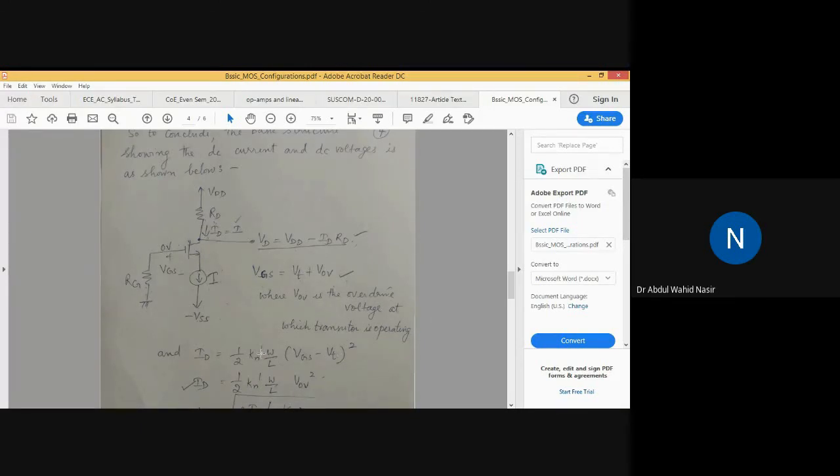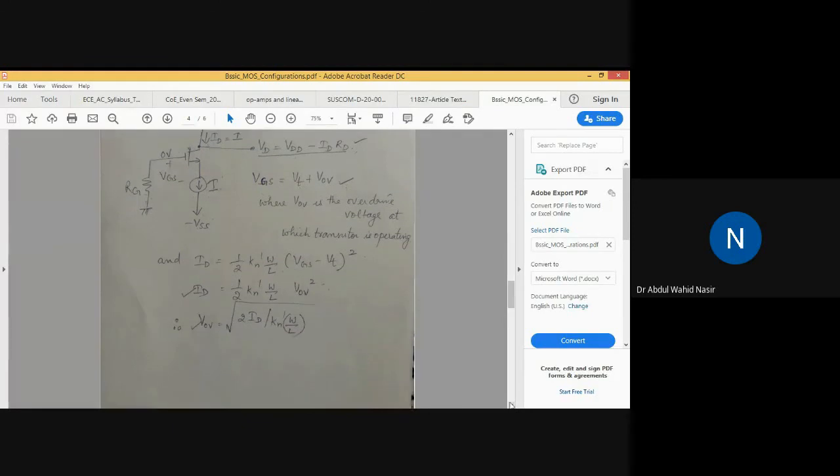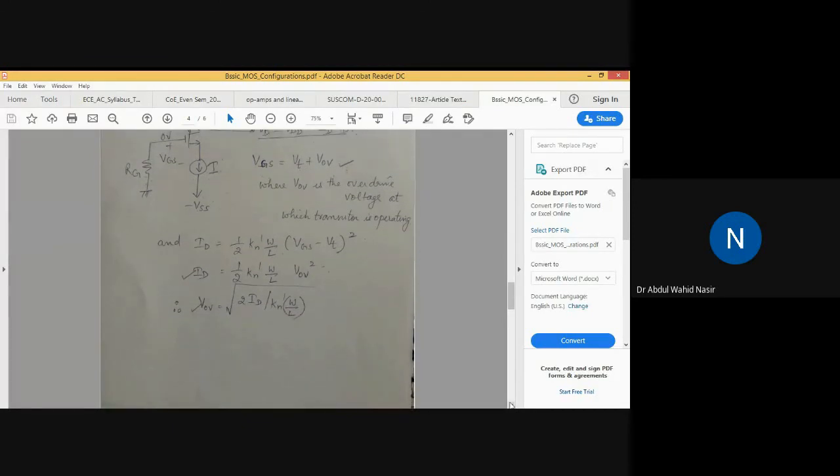And the drain current ID is half Kn dash W by L times (VGS minus VT) whole square. Or we can get VOV as root of 2 ID divided by Kn dash into the aspect ratio, that is W by L.